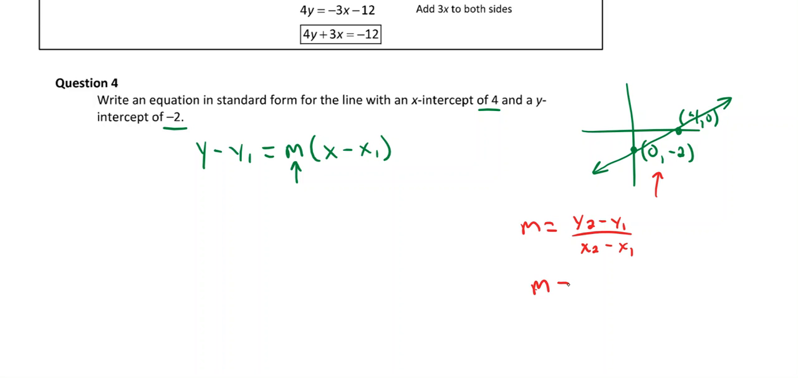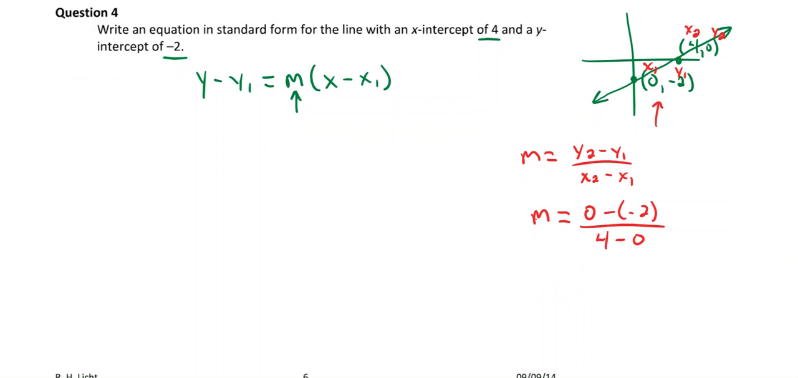Okay, so then our slope would be, I'm going to call this x1, y1, x2, y2. So my y2 is 0, and then minus negative 2 over, and then my x2 is 4 minus 0. So my slope is going to be 0 plus 2, right? So 2 over 4. So my slope is going to be 1/2.